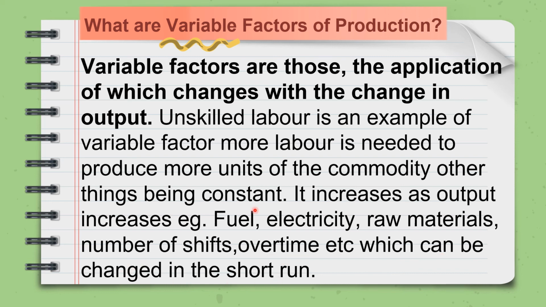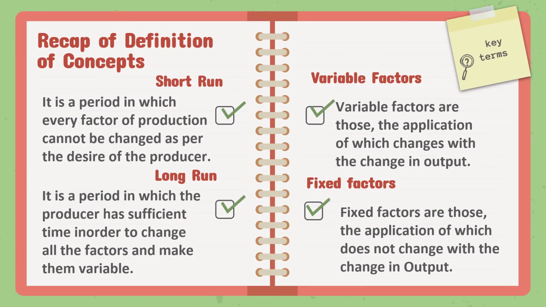So you see, if we increase the amount of variable factors, we can bring about more production or more output, other things being constant. Now what are these other things? The fixed factors, which remain unchanged. Let's have a recap of the key terms like short run. What is a short run? It is a period in which every factor of production cannot be changed as per the desire of the producer. What is a long run?